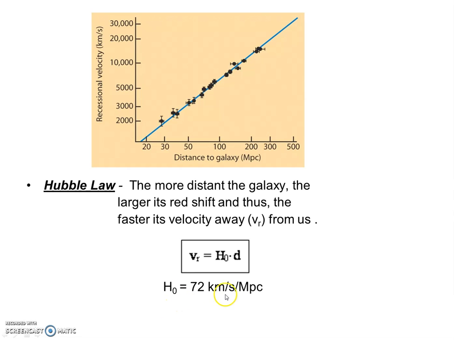This is a number that has only been pinned down in the last few years, and it's amazing that it used to be uncertain by a factor of 2. There were astronomers arguing it to be 50, and others who said that it was 100.